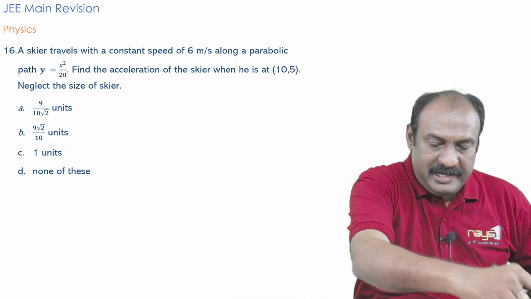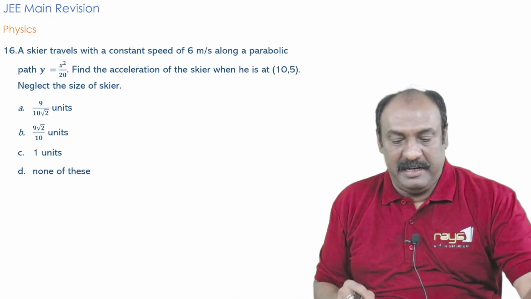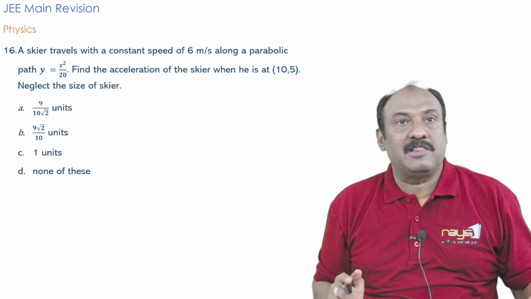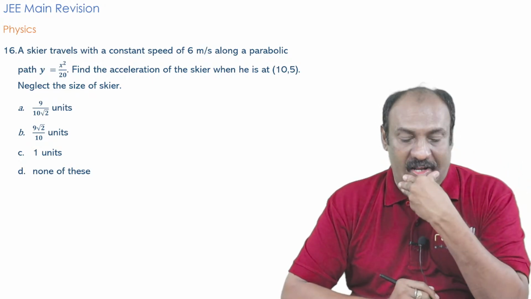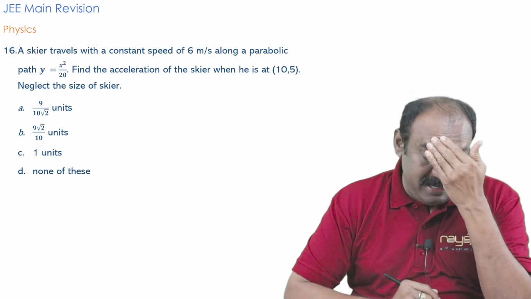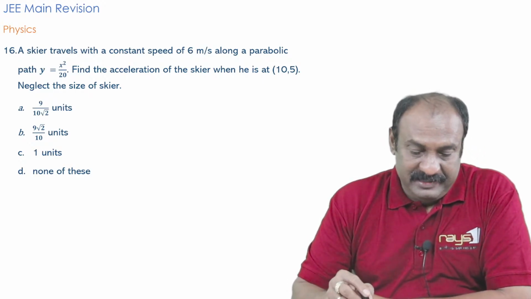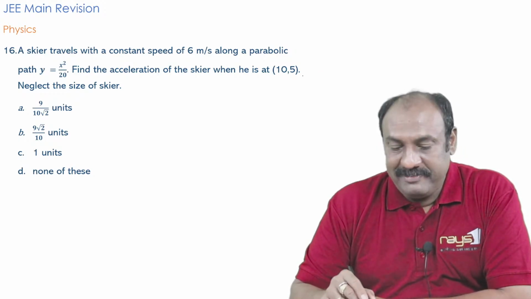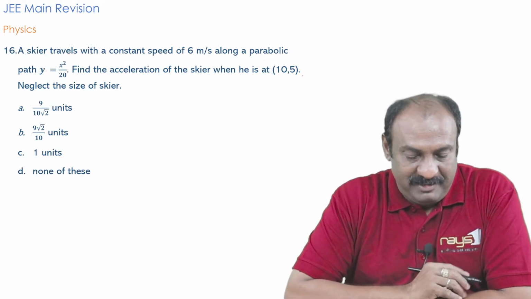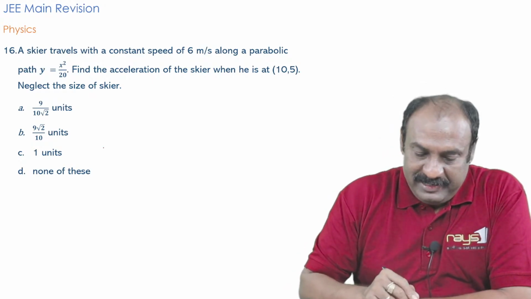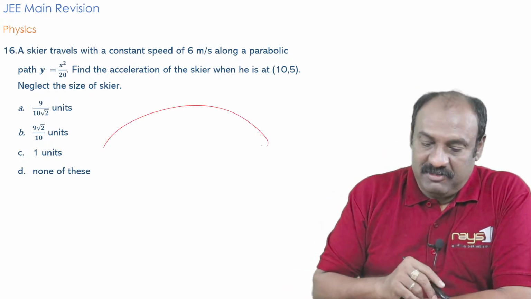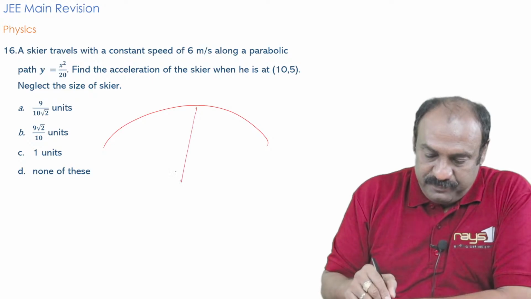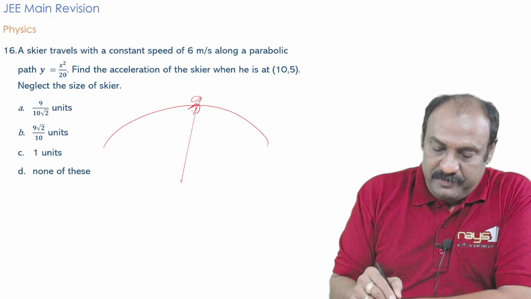A skier travels with constant speed 6 meters per second along a parabolic path y equals x squared by 20. Find the acceleration of the skier when he is at (10, 5). He is at coordinates (10, 5). Neglect the size of the skier. So when the skier travels with constant speed along the parabolic path, this is the skier here.